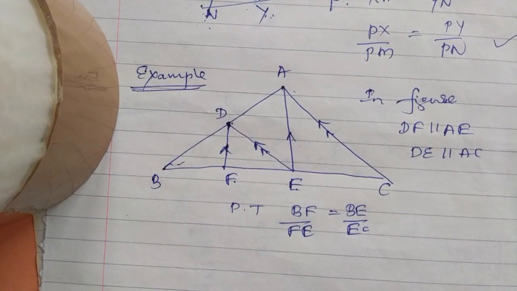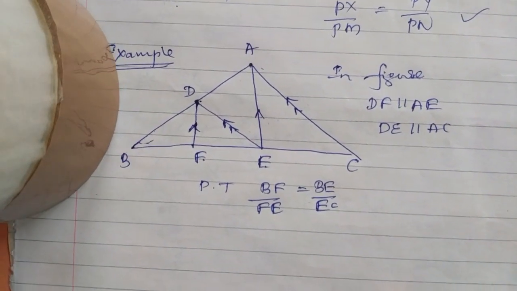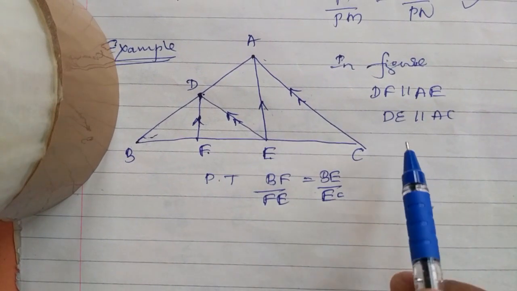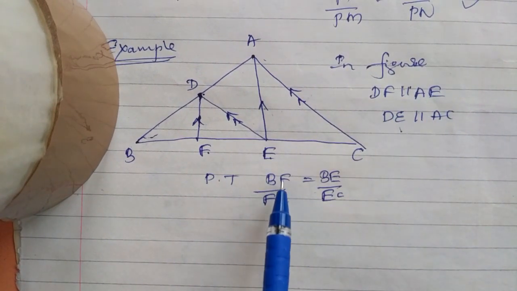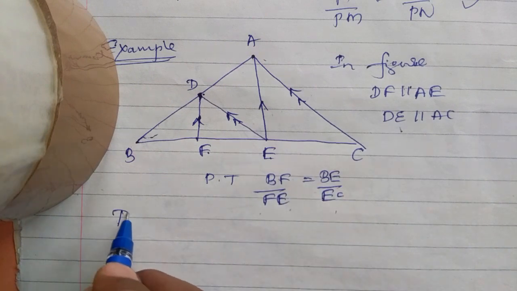Using BPT, how to find the unknown lengths? Just now we did 3 examples. Now using BPT, how to prove the LHS and RHS that are given in the question. So using these two parallel lines, prove that BF by FE is equal to BE by EC. Let us see the proof.